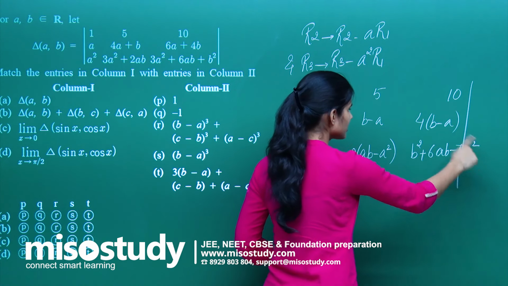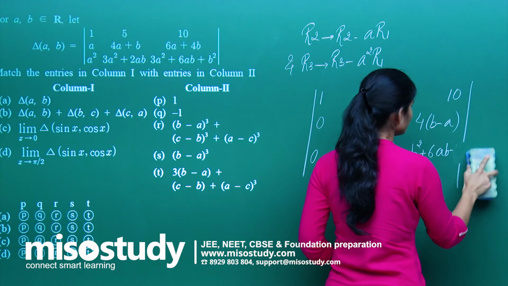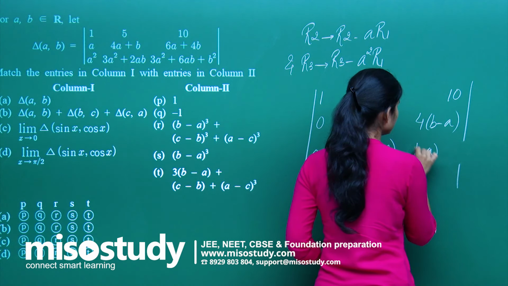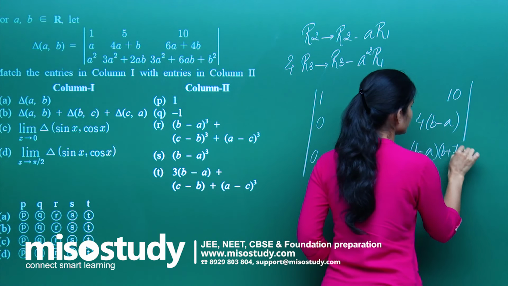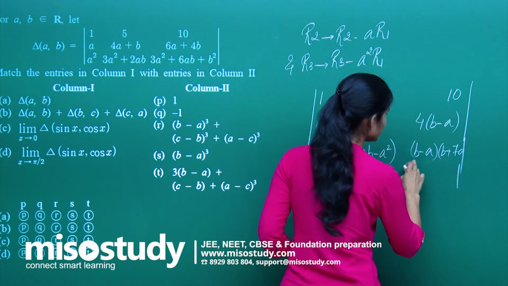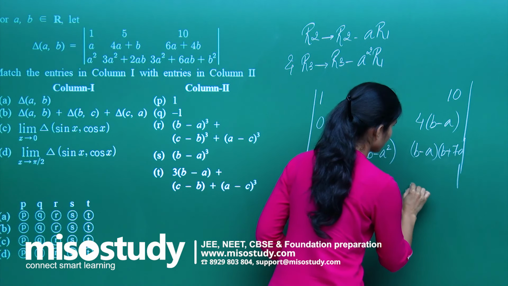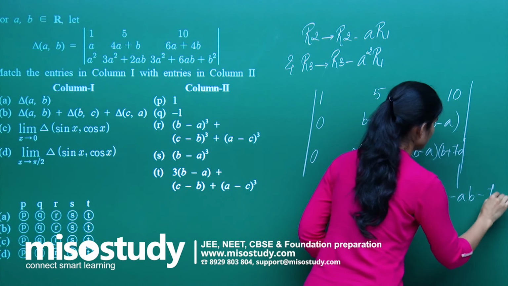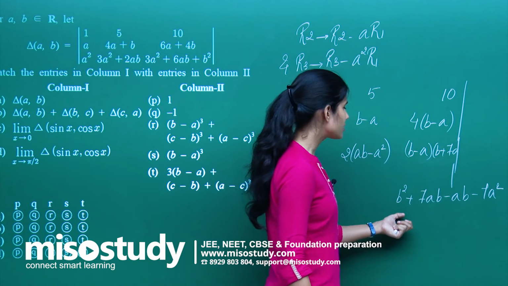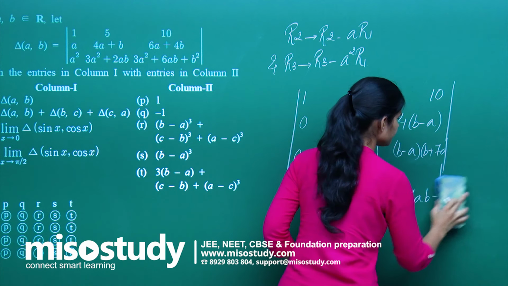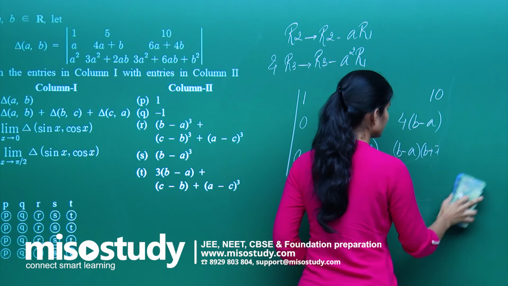In fact, this complete expression can be boiled down to b minus a, b plus 7a. You can just see this is b square plus 7ab minus ab minus 7a square. So b square plus 6ab minus 7a square. Same thing. I just broke the middle term, nothing else.